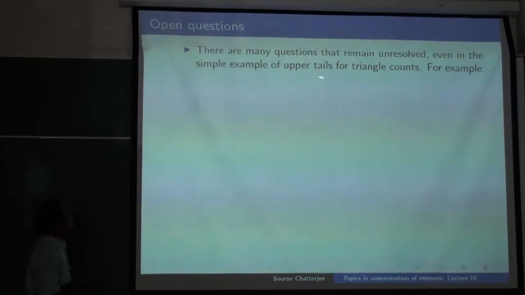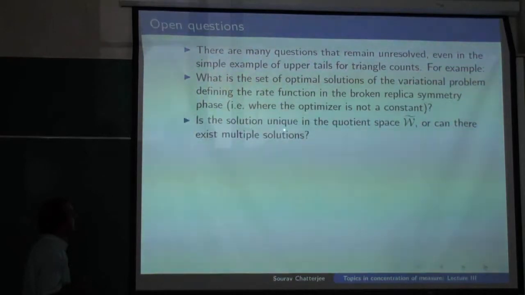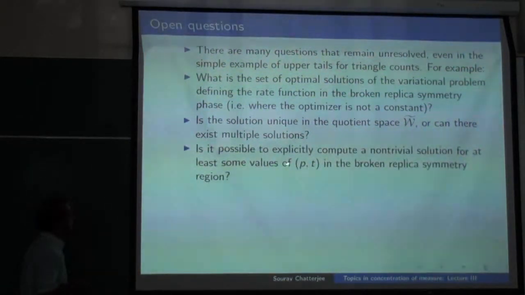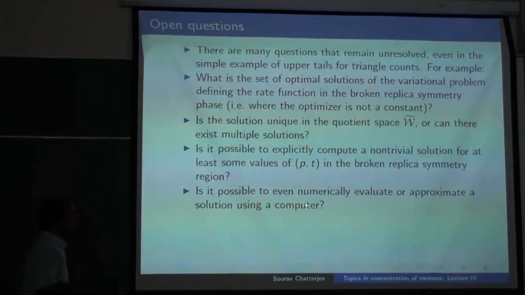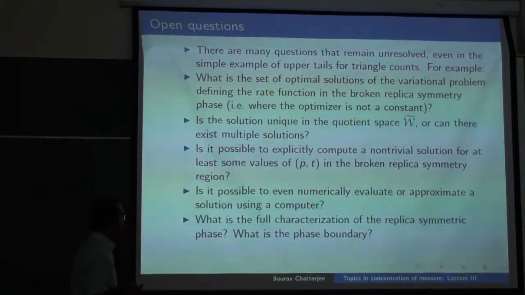There are many open questions, even for this simple problem. What is the set of optimal solutions? One interesting question is whether the optimizer is unique up to permutations. We don't know that. Is it possible to compute a non-trivial solution, where it's not a constant solution? Is it even possible to do it numerically? We don't know, but I'm not an expert in that. Neither is Raghu. But we don't know how to numerically evaluate these optimizers.